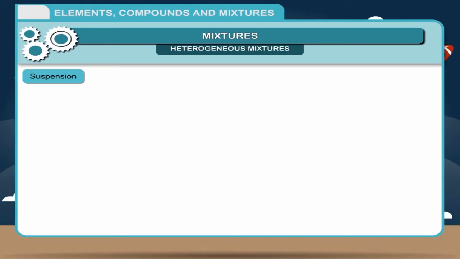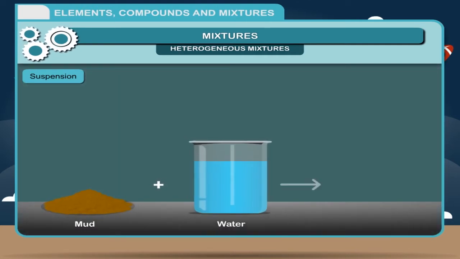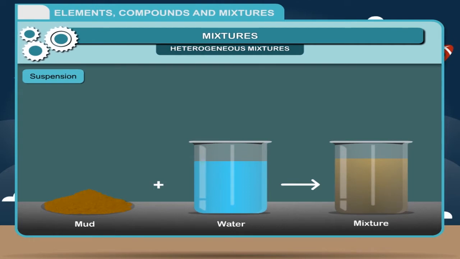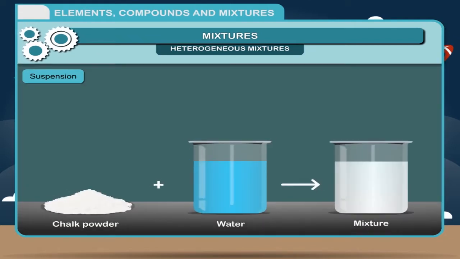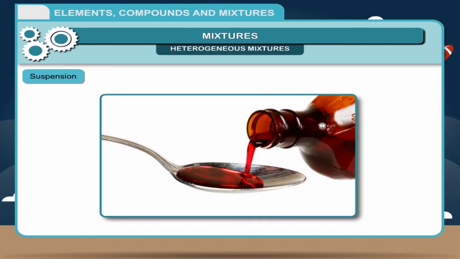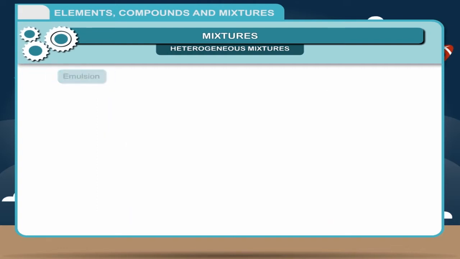Suspension. A suspension is formed when an insoluble solid is added to a solvent. Such a heterogeneous mixture in which solute particles are spread throughout the solvent without dissolving in it is called a suspension. For example, chalk powder mixed in water forms a suspension. Some medicines and syrups administered to children are in the form of a suspension.